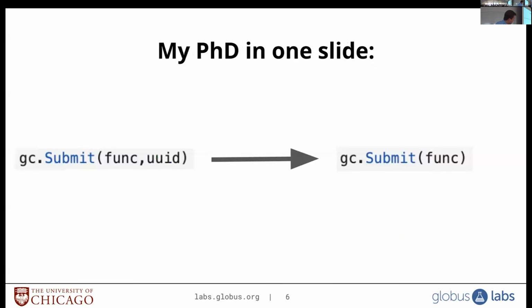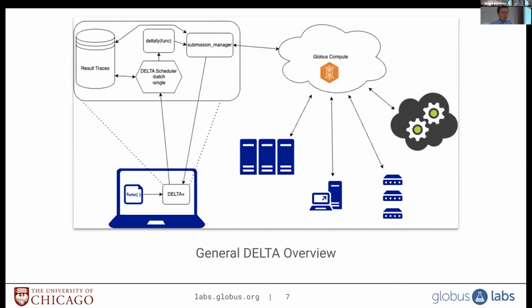So my PhD in one slide is how do we get from this model of submitting Globus Compute functions with the function and the UUID of where you want it to run to just submitting the function. So we have the system that we started building like 4 years ago. We took a little break, as one does. We call it Delta, distributed execution of lambdas with trade-off analysis.